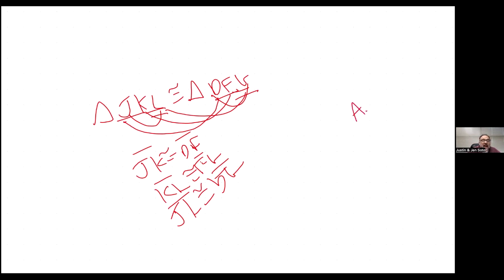Thumbs up if you see exactly what I'm talking about. Thumbs down if you do not. On the count of 3. 1, 2, 3, go. All right. No thumbs down. All right. So the answer to number 8 is letter A. Let's go on to number 9.